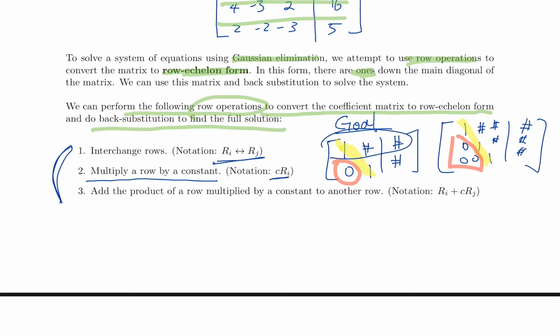We can also add a product of a row multiplied by a constant to another row, right? So if I have a row 1, I can add a constant multiplied by row 2 and add it into it. So yeah, these, again, will make more sense when I do an example on the next page.